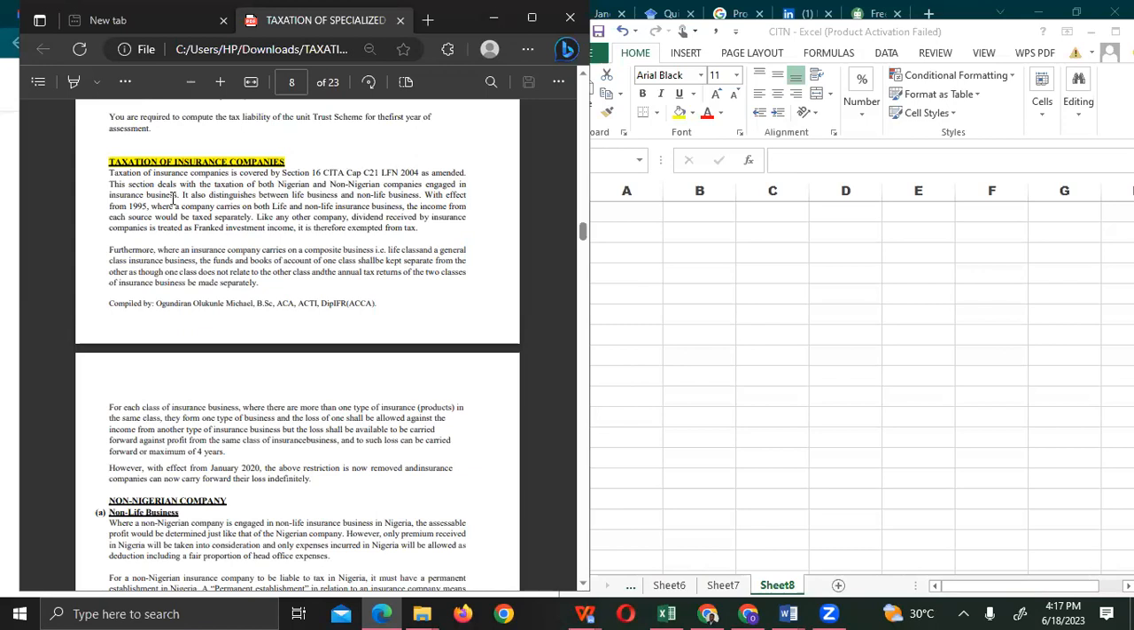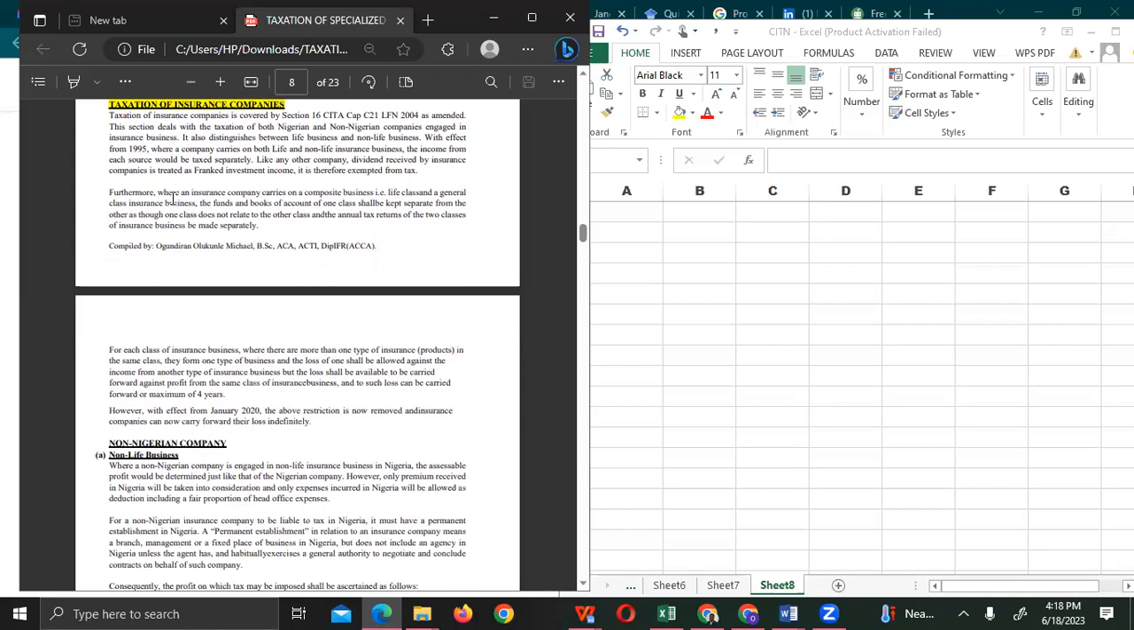Okay. Let's move ahead with insurance so we can move on. The taxation of insurance companies is covered by section 16 of CITA. As with every other business, we have Nigerian companies, which are resident companies, and non-Nigerian companies, which are non-resident companies. We have two types of insurance: life assurance business and the general insurance or non-life business. Are you with me, please?